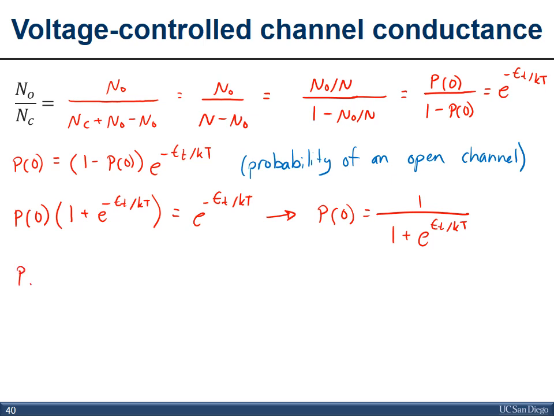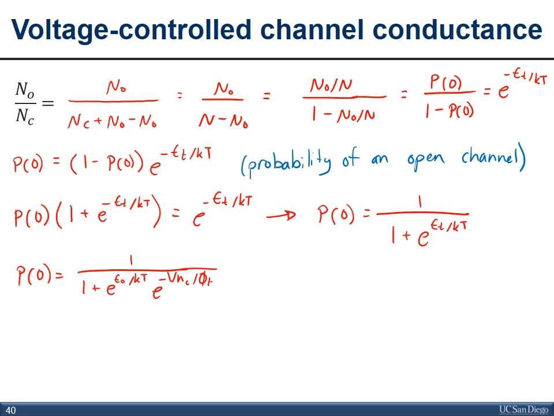And therefore P_O is equal to 1 over 1 plus e to the E naught over kT times e to the minus V N sub c over phi t. All right, so that's the probability of the number of open channels.